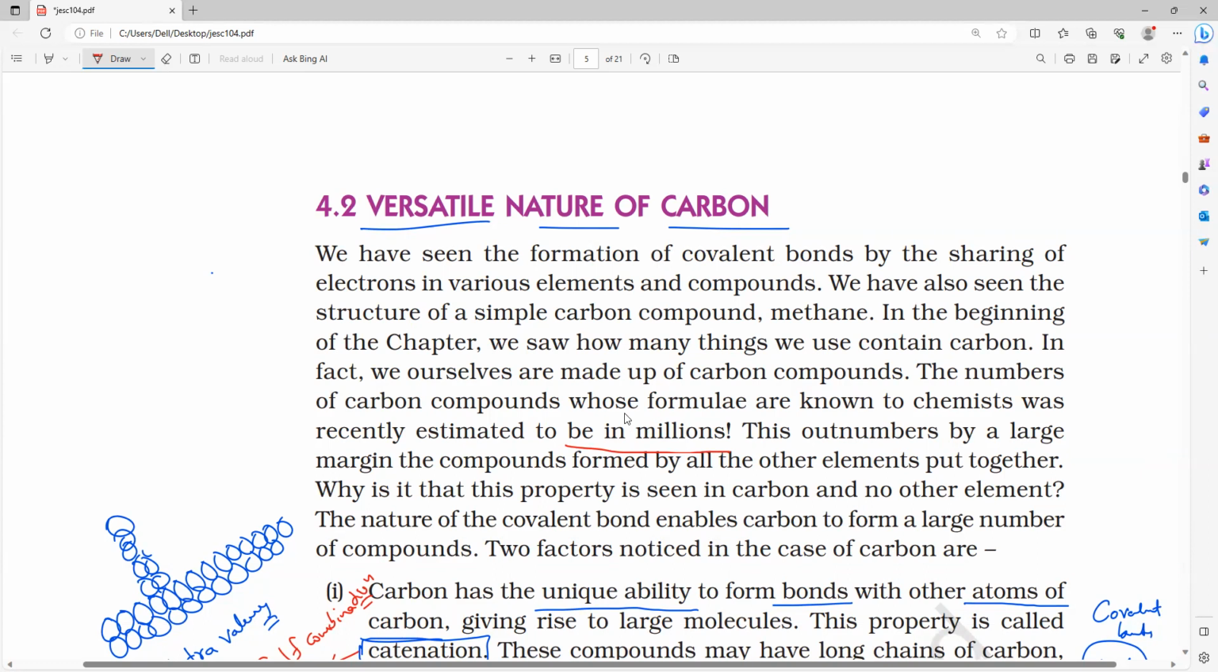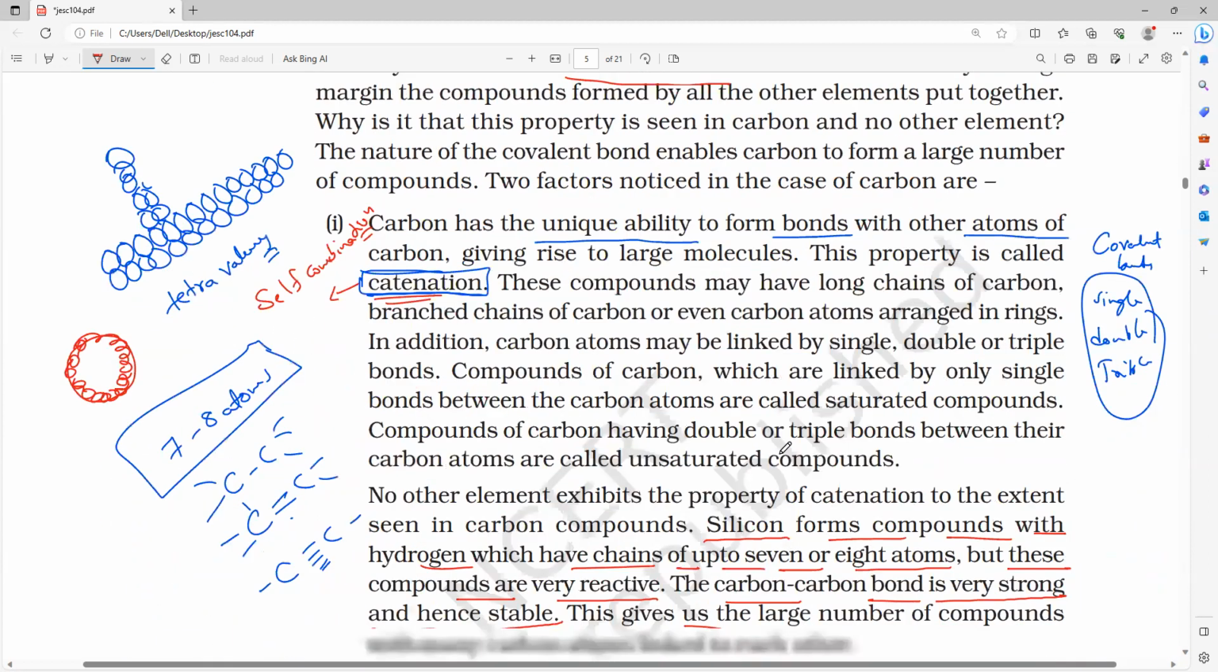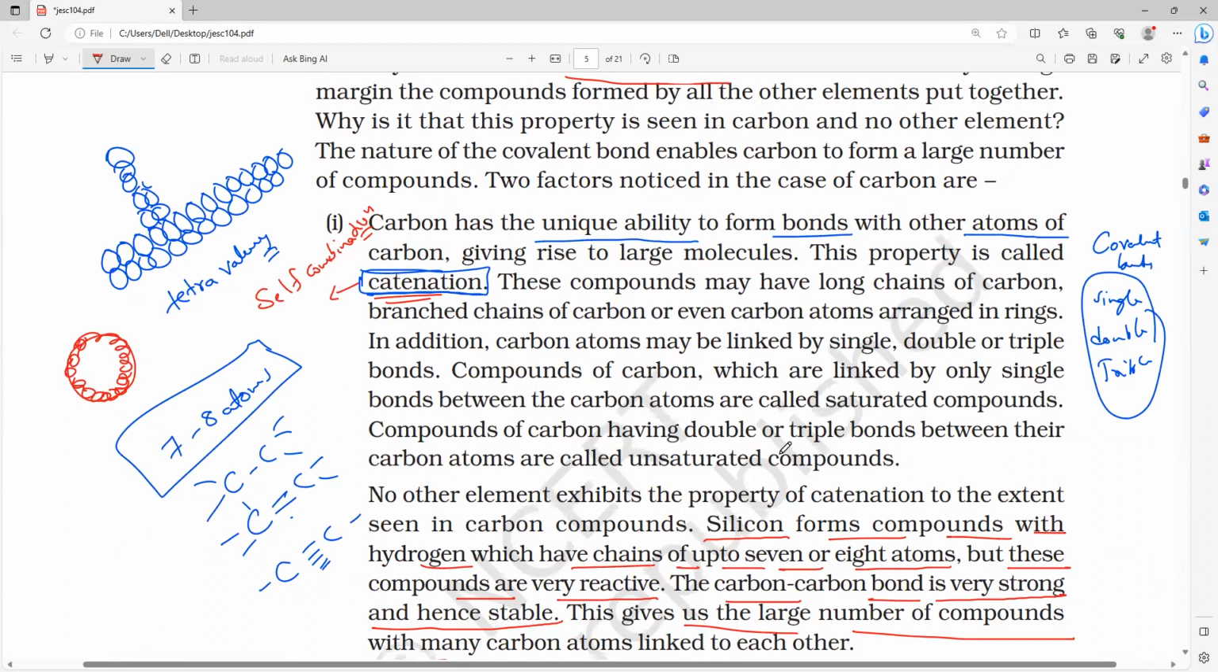The reason is that carbon can form a single bond, double bond, or triple bond, and so we can form millions of compounds. That property of self-linking or self-combination, what do we call it, everybody? Catenation.